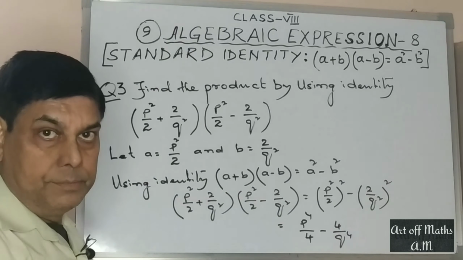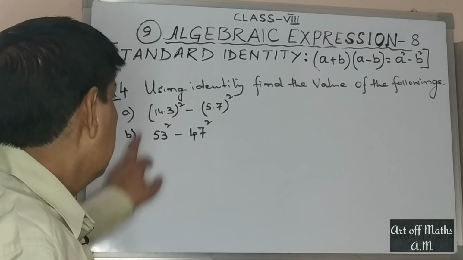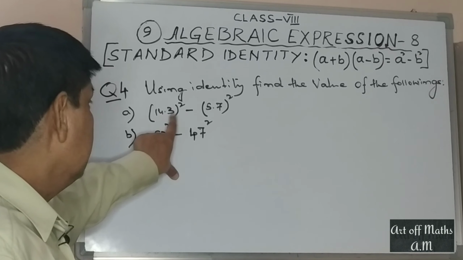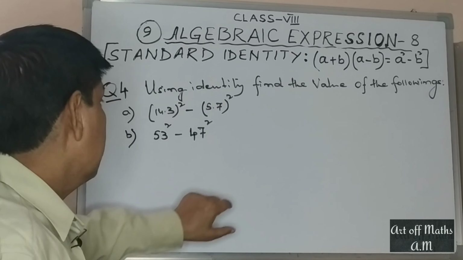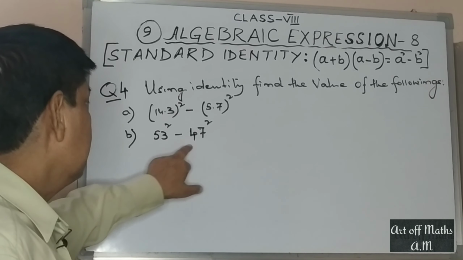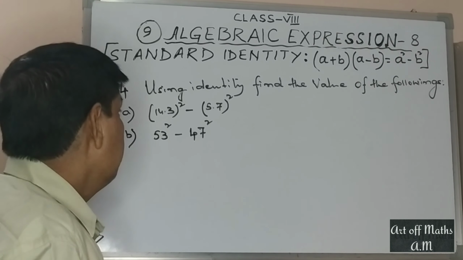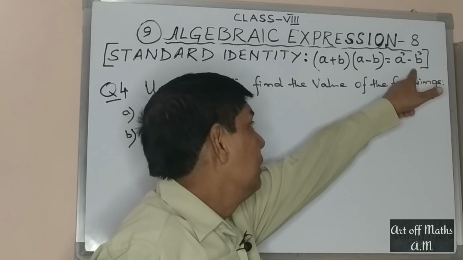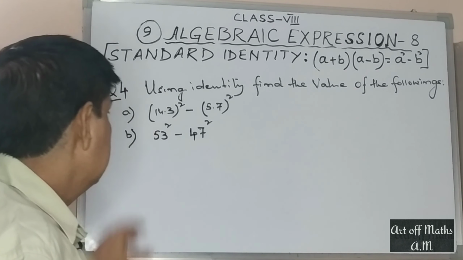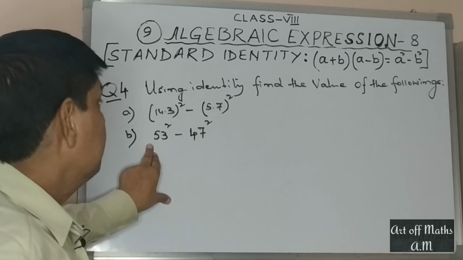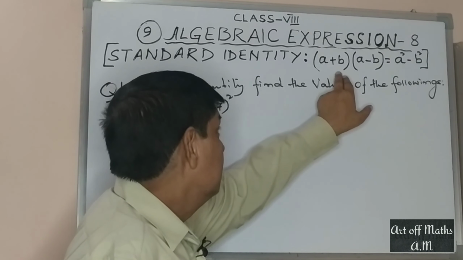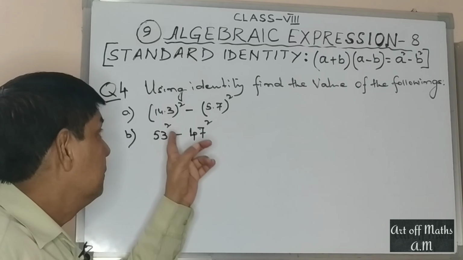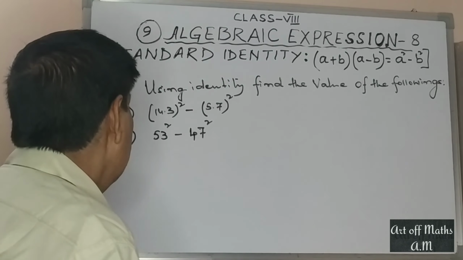Coming to the fourth question. This is the fourth question. Using identity, find the value of the following: (a) 14.3 whole square minus 5.7 square, and (b) 53 square minus 47 square. Now this time we have been given expressions in this fashion. We have to find out the value of these two by the identity.